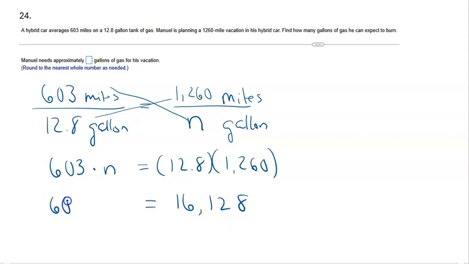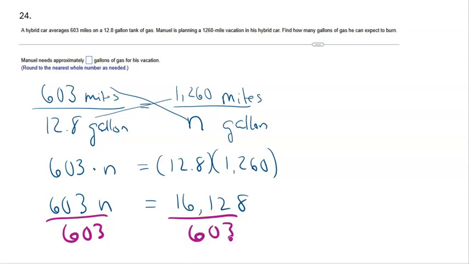16,128, and I still have 603n on this side. My next step will be divide both sides by 603. Remember, that's what we're doing every time, is divide both sides by the number in front of the n. Okay, so that's going to give me n is equal to 16,128 divided by 603. Again, I'm using a basic calculator.